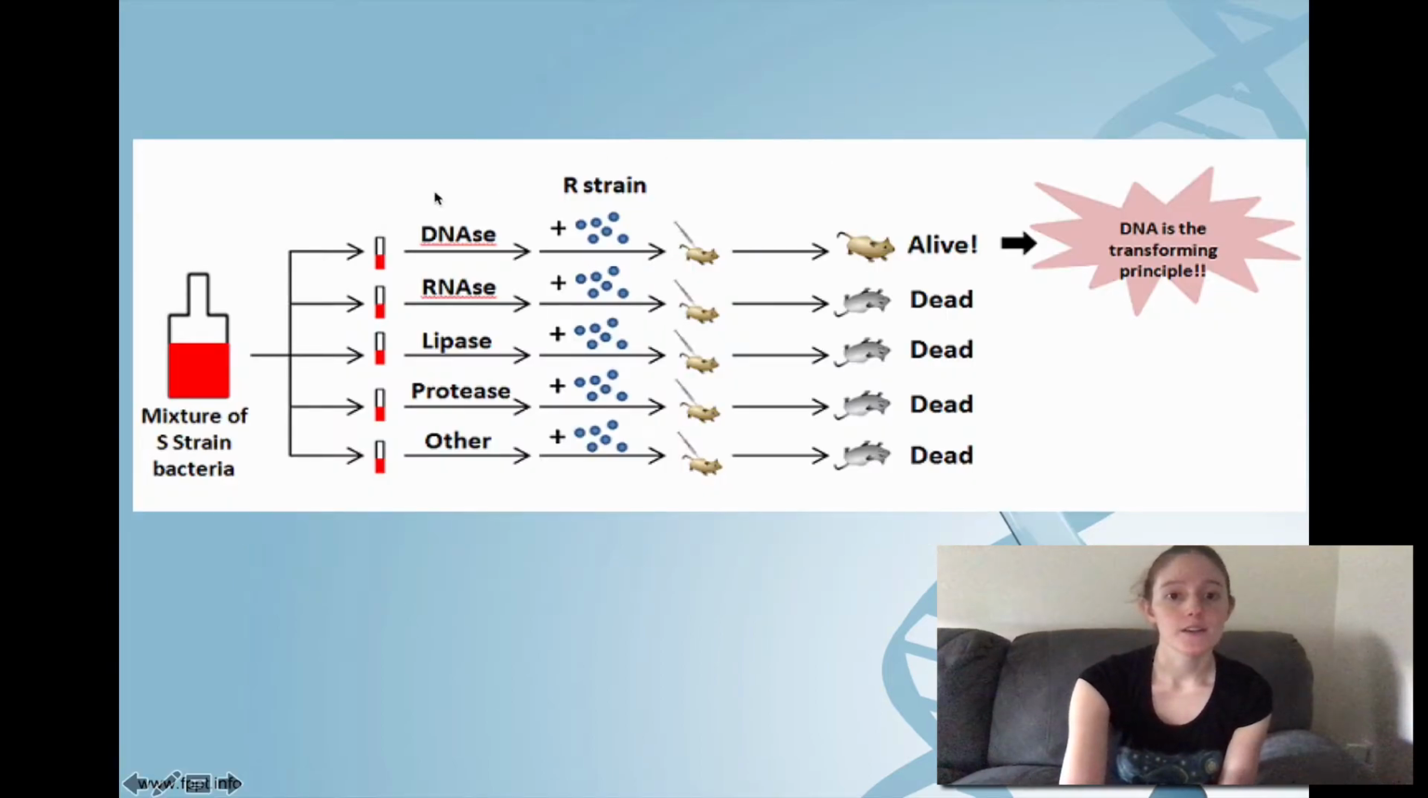So here is a picture example. We have the protease, which is destroying the protein. The mouse is going to die. Lipase, which is just breaking lipids down, inject that, the mouse dies. RNase, if we inject a mouse with that, it's going to die. DNase, if we inject a mouse with that, it will keep it alive. So DNA is the transforming principle here.